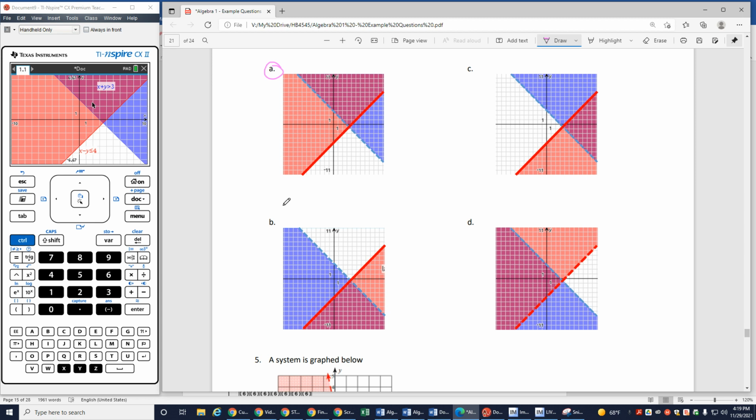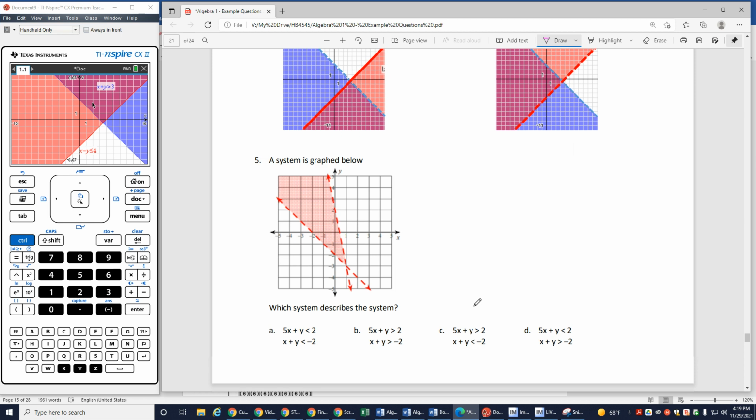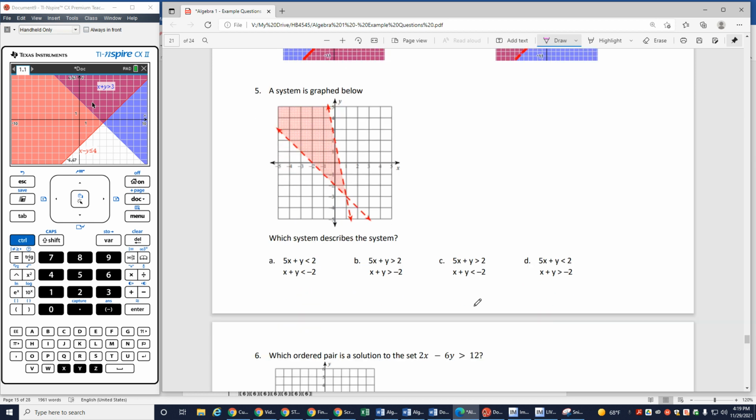Okay. All right, let's look at number 5. For number 5, a system is graphed below. Describe which system describes the system. So which of these systems of equations describes this system that is graphed? Okay, we're going to do the same thing we did on that last one. We are going to graph. I'm just going to pick this first one right here.